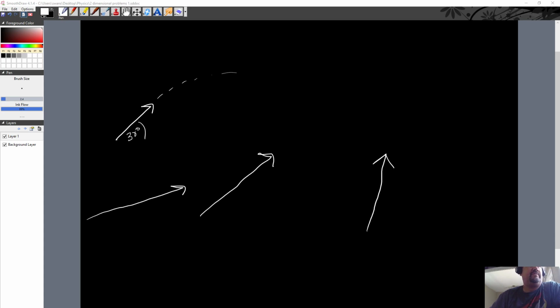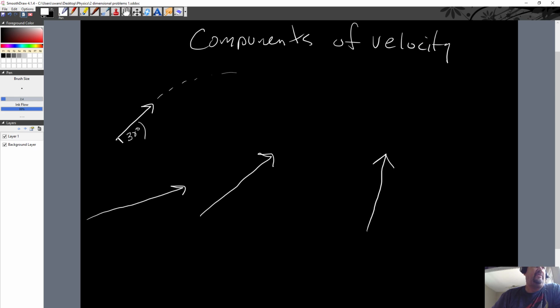Okay, folks, so for this one here, we're trying to calculate the components of velocity. What that means is, for example, if this thing is a little cannon that's been fired, and it shoots out right here, and it goes and lands all the way right here, right?